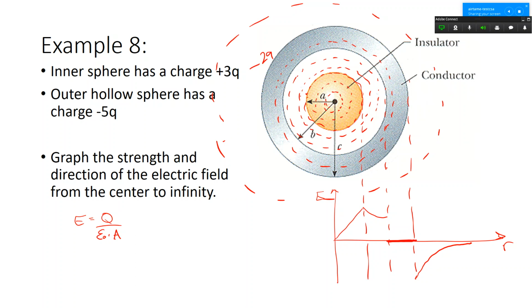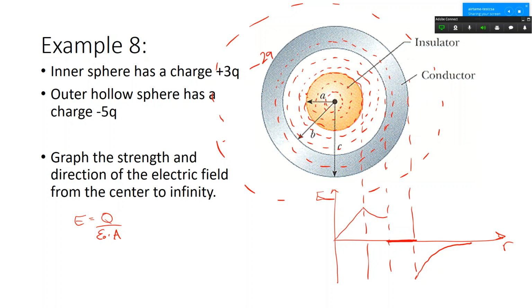Concept question: here we drew a diagram that had a -5 charge outer hollow sphere. What if this was +3 and this was +5? Okay, so this is +3, this is +5. What would the charge on the inner surface of this sphere be?